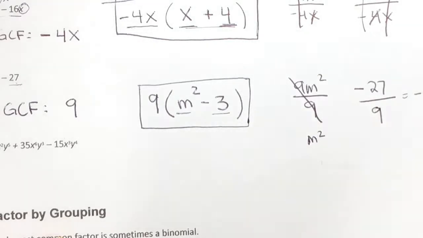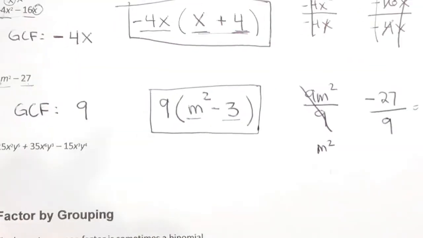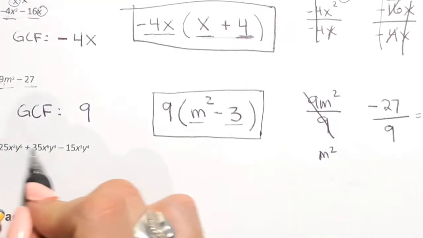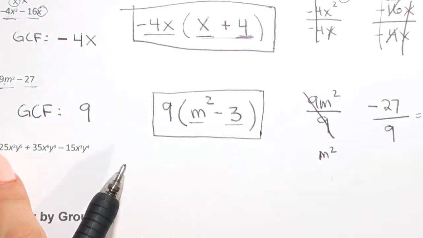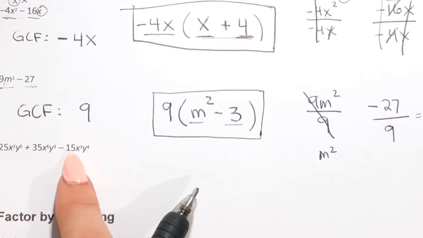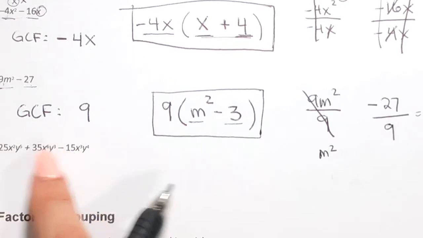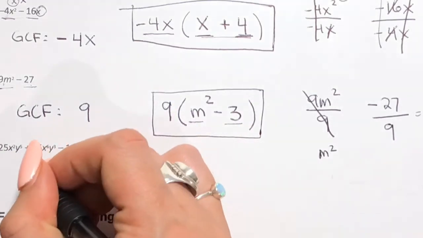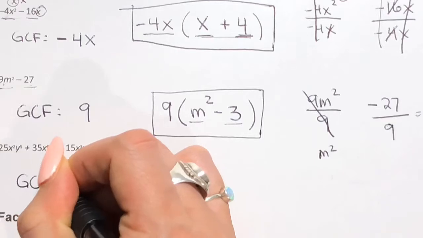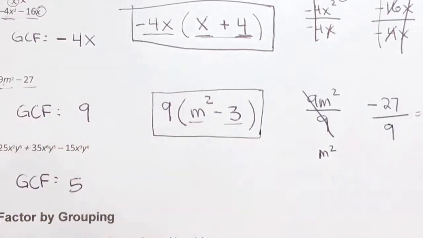Okay, the next one looks really scary, but I promise it's not that bad if you just break it down step by step. So again, when I see multiple terms like this, also with multiple variables, I like to just break it down into pieces. So I do the numbers first. So if I look at 25, 35, and negative 15, I want the biggest number that goes into all 3 of these. So 25, 35, and 15, I know a 5 can go into. So my greatest common factor is going to have a 5 in it.